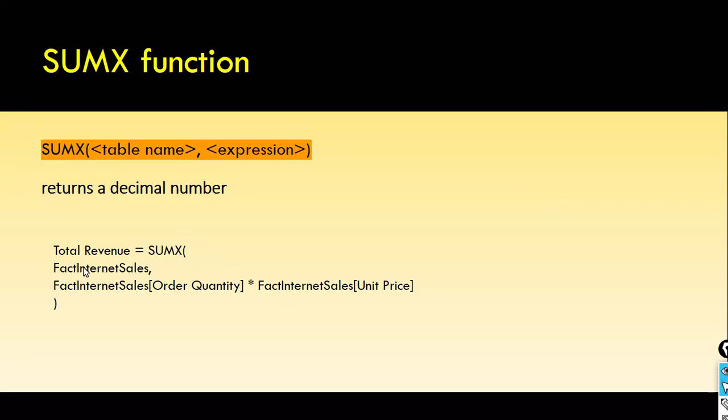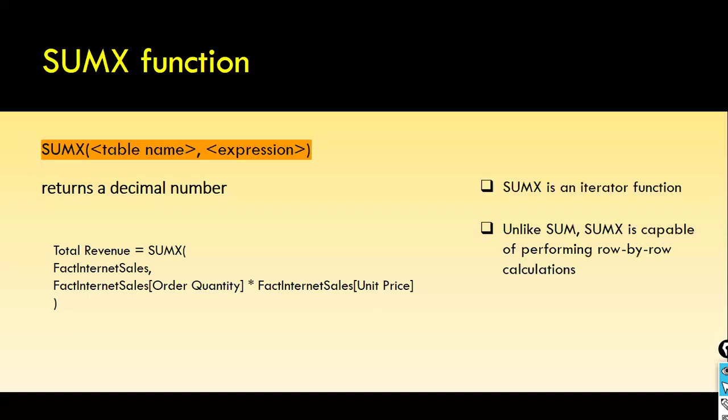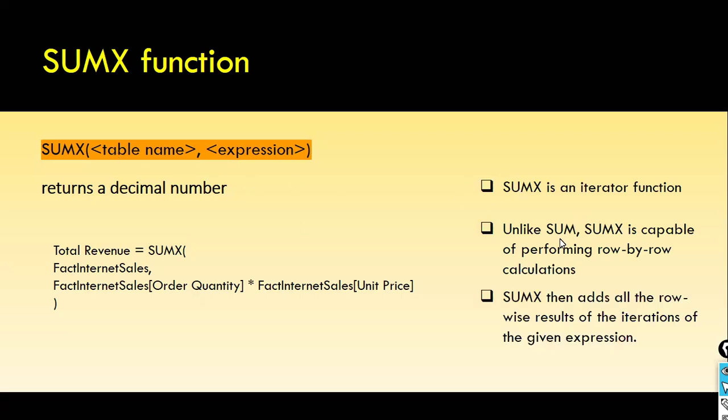And look here, this is an example for sumx. Inside the parenthesis, the first argument is the table name. FactInternetSales is the table name. Then this is your expression, quantity into price. Either you can specify an expression or you can specify the column name itself. Here sumx is an iterator function, capable of performing row by row calculation. That is the beauty of the sumx function. Sumx adds all the row-wise values of the given expression. So it takes the product of order quantity and unit price for each and every row, computes the revenue, and finally finds the total.